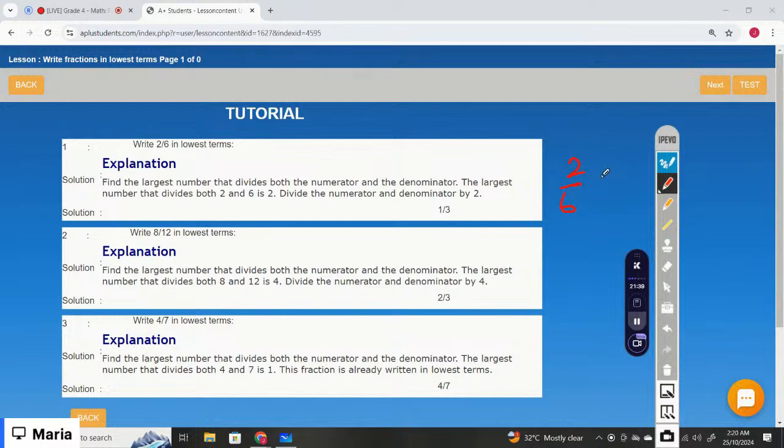So the largest number is 2. So 2 divided by 2 is 1 and 6 divided by 2 is 3. So the correct option is 1 over 3. 1 over 3 is the lowest term of 2 by 6.